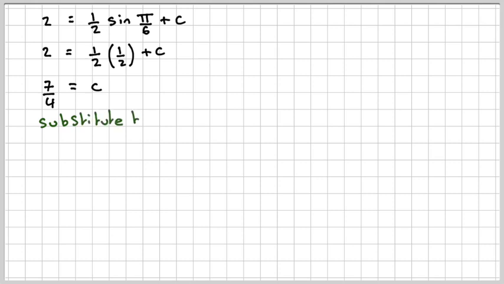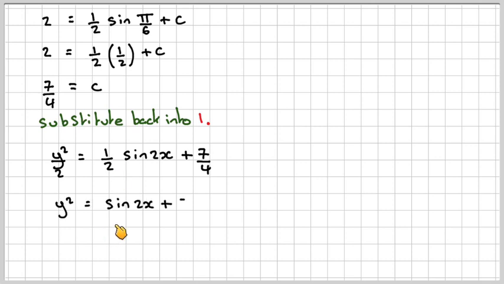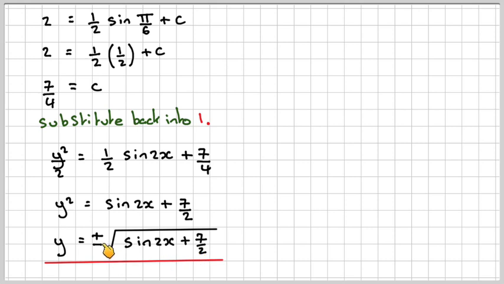And then we'll substitute that back into equation 1. So we've got y squared over 2 is equal to a half of sine 2x plus 7 over 4. Multiply through by 2, so we're going to get y squared is sine 2x plus 7 over 2, and then we'll take the square root of that, sine 2x plus 7 over 2. There could be a plus or a minus square root.